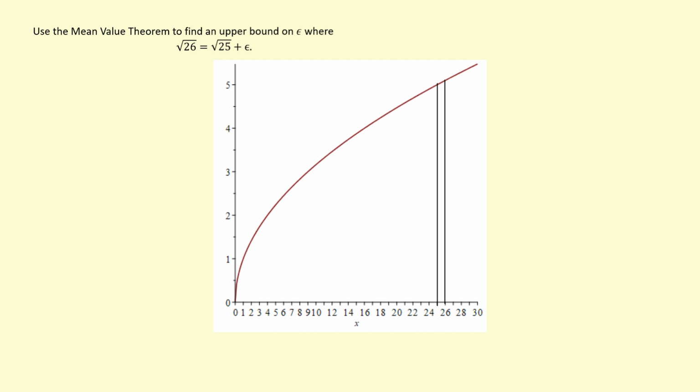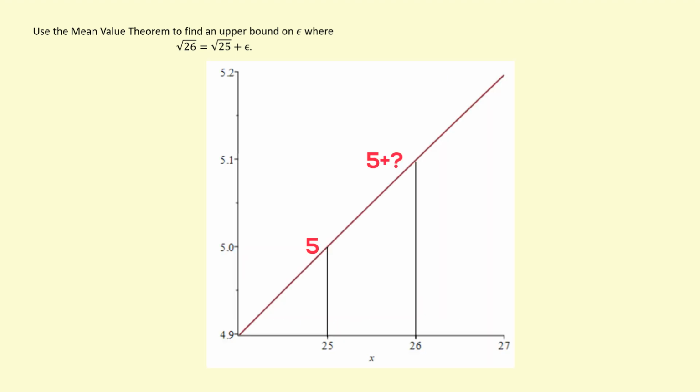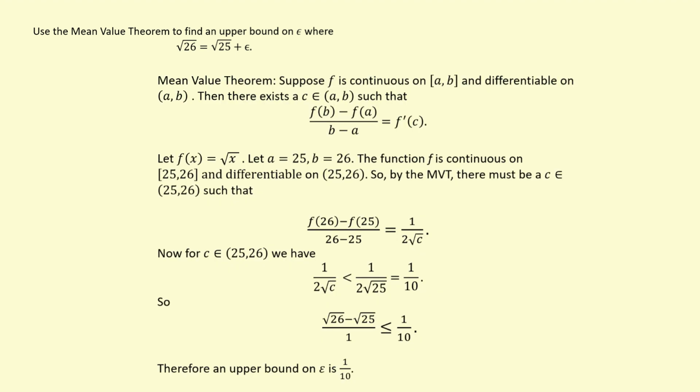So this has sort of got a bit of an engineering feel to it. Before calculators, if you imagine someone saying, well, what's the square root of 26? And you say, well, it's close enough to 5. And what we're doing here is saying, well, how close actually is it to the square root of 25, which is 5. So let's state the mean value theorem.